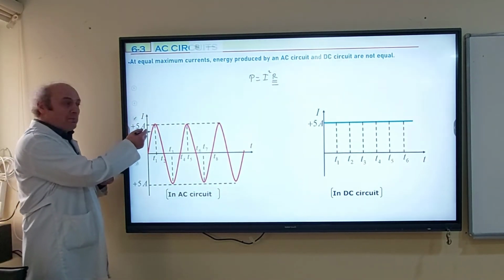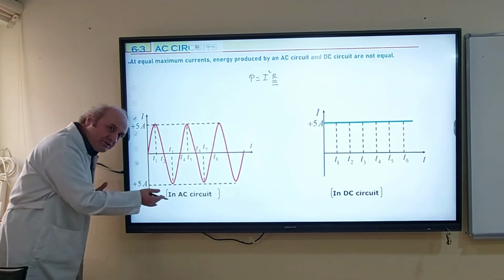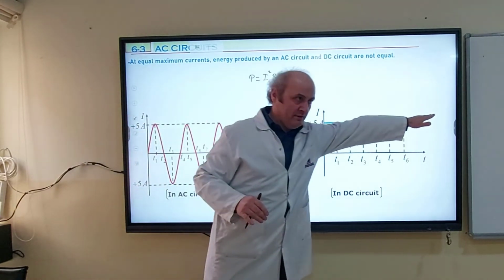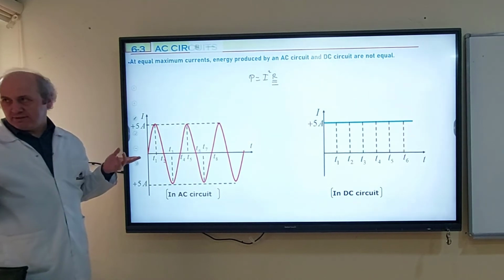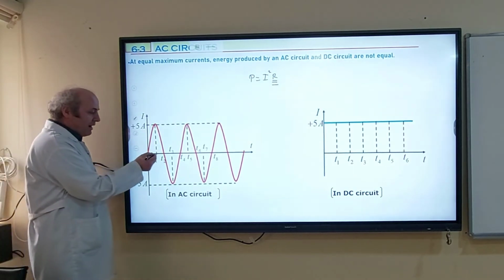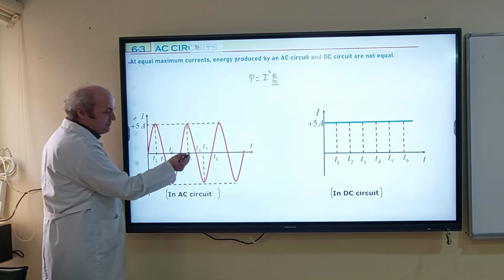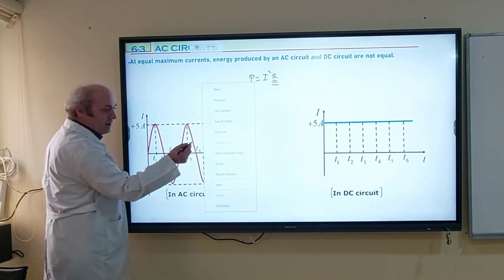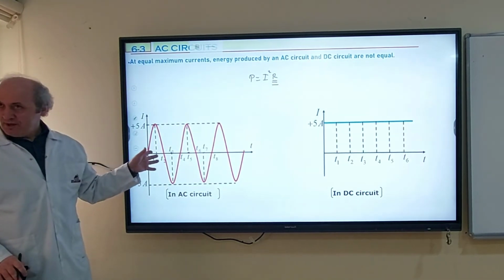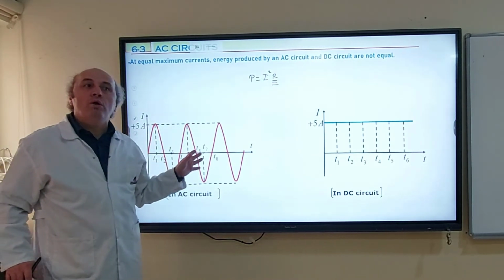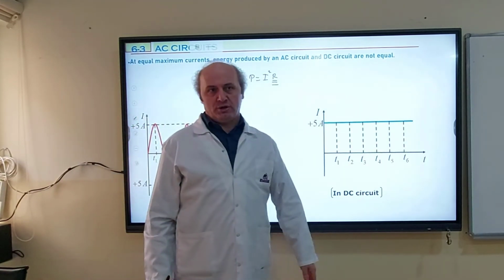In AC, the current starts at 0, increases to a maximum of 5 at an instant only, then decreases again, becomes 0, increases, and so on. But DC is always 5. The AC is 5 only at some instants, not always. For example, where it is 5: T1, T3, T5, T7. But all other points are less than 5. That's why power provided by an AC circuit will always be less than power provided by a DC circuit.